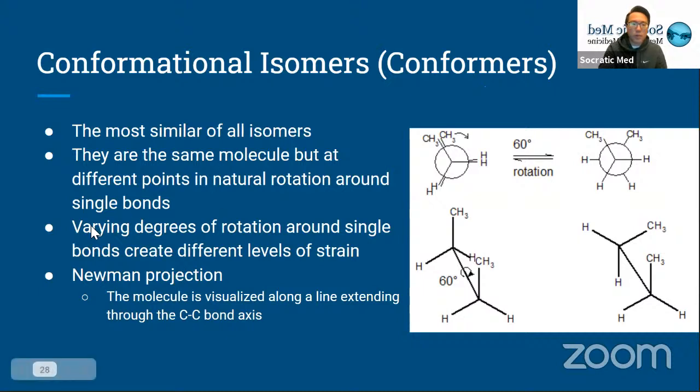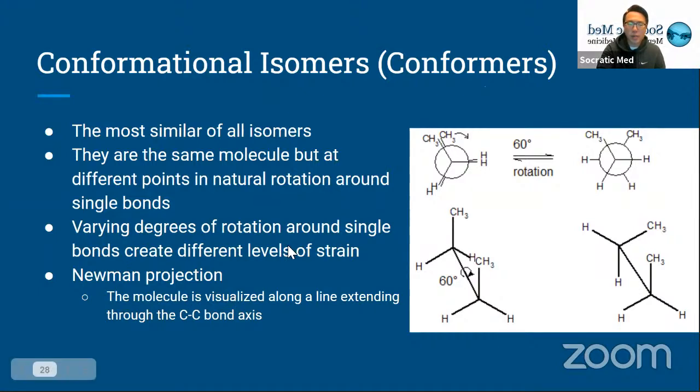So like I said before, they vary in the degrees of rotation around a single bond, and this creates different levels of strain. For conformational isomers, they usually use what is known as a Newman projection. So that is the two molecules on top. The ones with the circle and the lines are known as Newman projections, and they're usually used for conformational isomers.